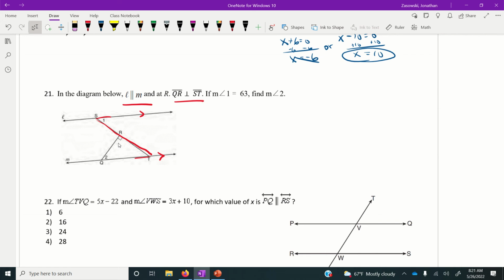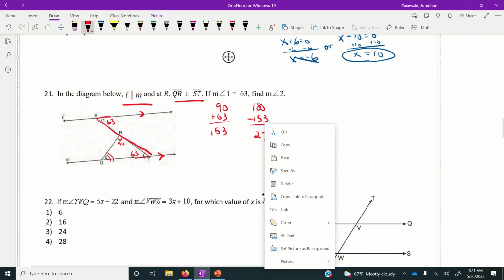So angle 1 is 63. Let's put the 63 in. We know this is congruent to the angle down here, so we can label this as 63. This angle, it said, was perpendicular, so that's 90. And then we're looking for the measure of our angle 2. So nice and easy. Just 90 plus 63 is 153, and then 180 minus that gives us 27.